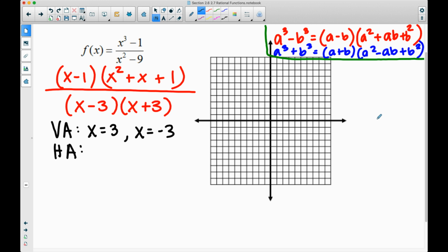The highest degree? Numerator. No way, top can't win. So none. Are we 1 degree apart? Yeah, but you can see the other. So there's no oblique asymptote.